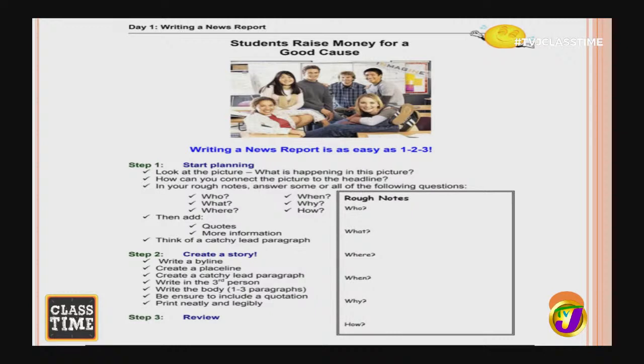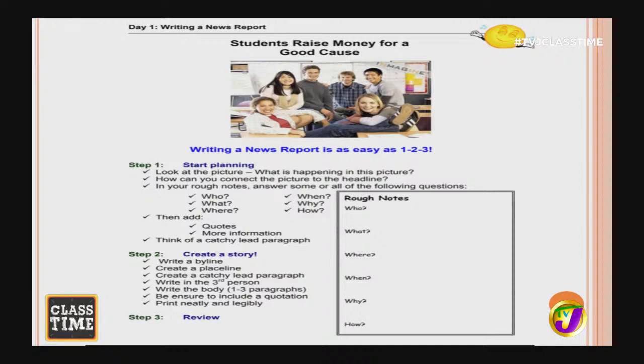Third person. So when you're writing in the third person, remember, we don't use first person pronouns like I and we and me and our. We use words like they and so on when we're writing from the third person. All right, write the body in not 1 to 3 paragraphs, but 3 to 4 paragraphs.